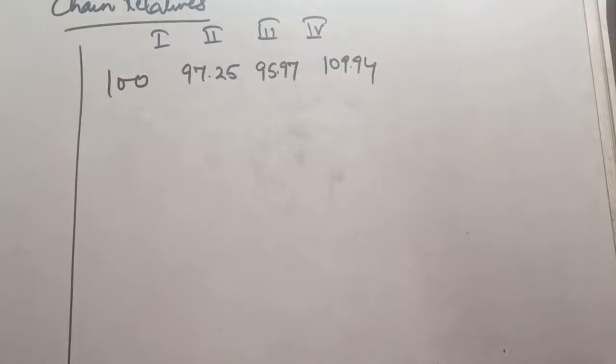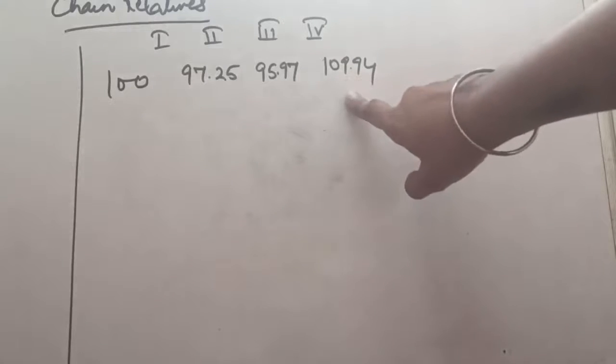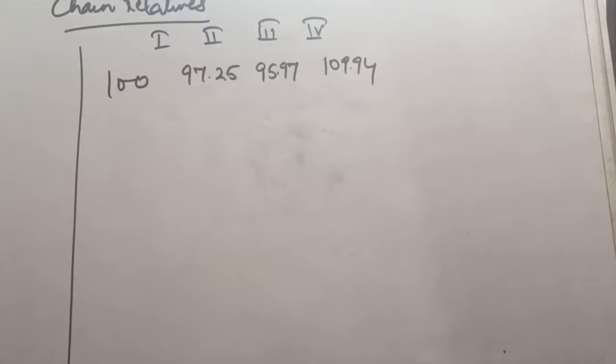97.25, 95.97 and 109.94. Now the next step is to calculate the adjusted chain relative. If this fourth does not come out to be 100, only then will we have to calculate these adjusted chain relatives. To get the adjusted chain relative, we will first have to calculate the correction factor. The correction factor is basically the difference of the chain relative of the first quarter, now that we have calculated, from 100. So let us find out the correction value.